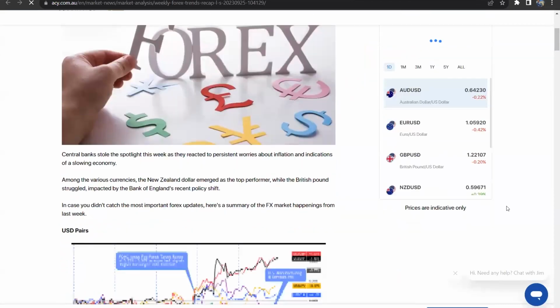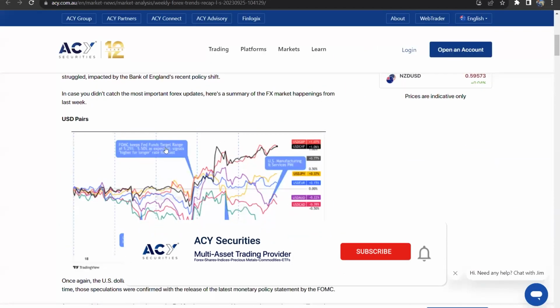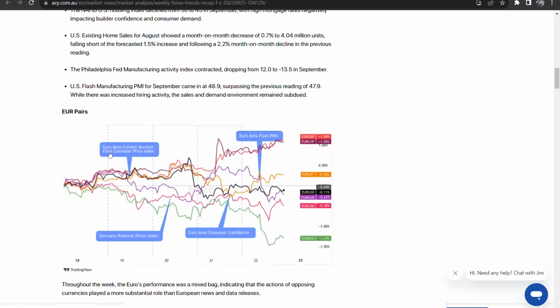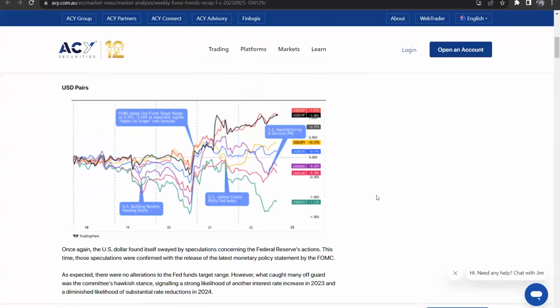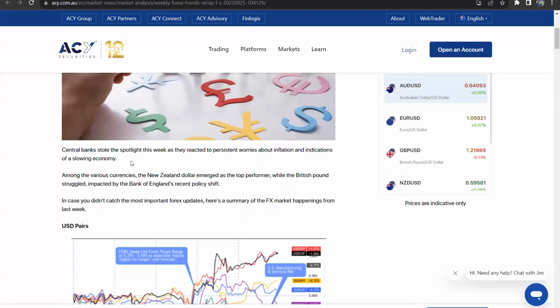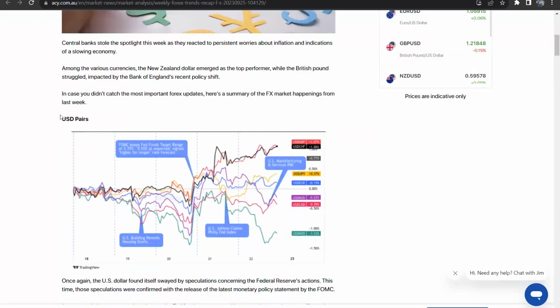So if you click here, I know it's a bit blurry because when we upload to the website it gets a bit blurry, but we can't do much. Anyways, central banks stole the spotlight last week as they reacted to persistent worries about inflation and indications of a slowing economy. Among the various currencies, the New Zealand dollar emerged as the top performer, while the British pound struggled, impacted by the Bank of England's recent policy shift. In case you didn't catch the most important Forex updates, here's a summary of the Forex market happenings from last week.